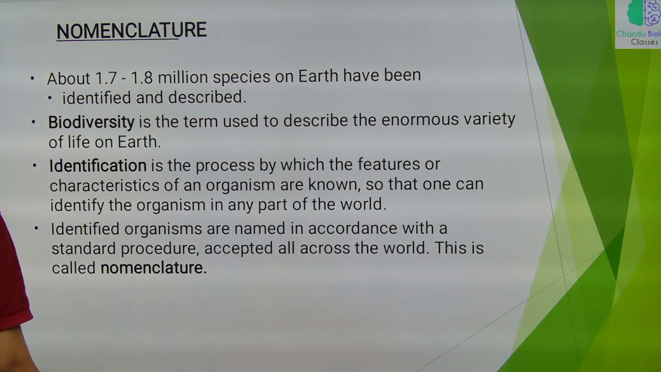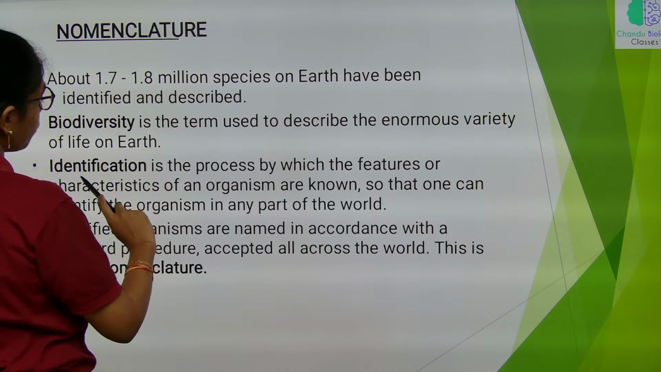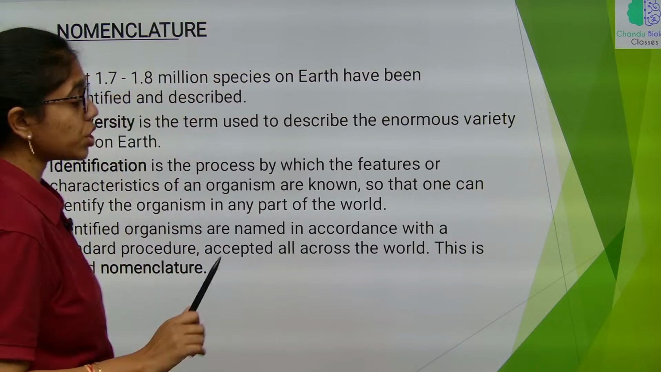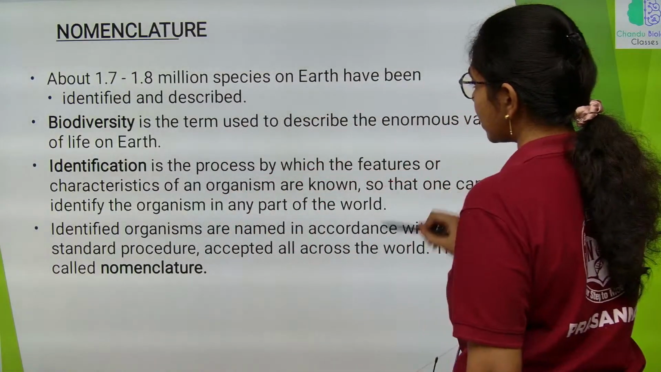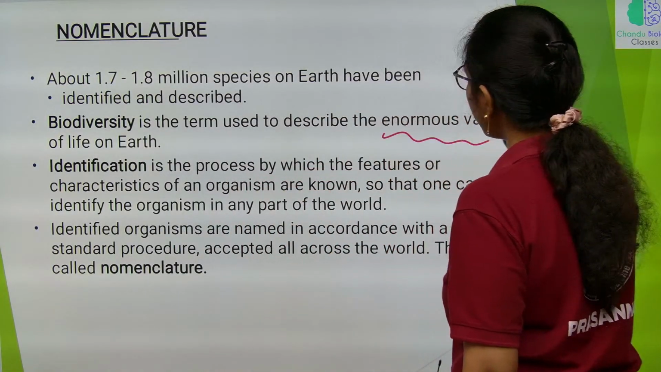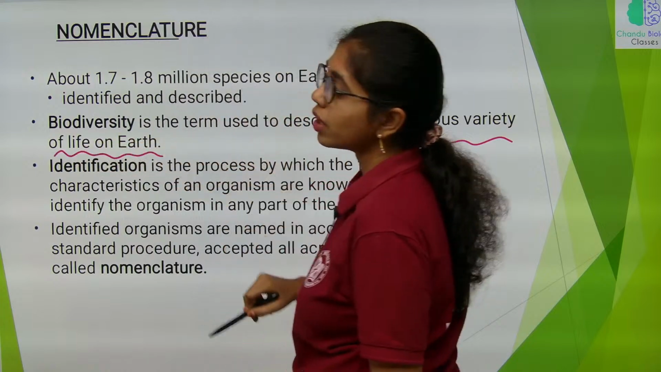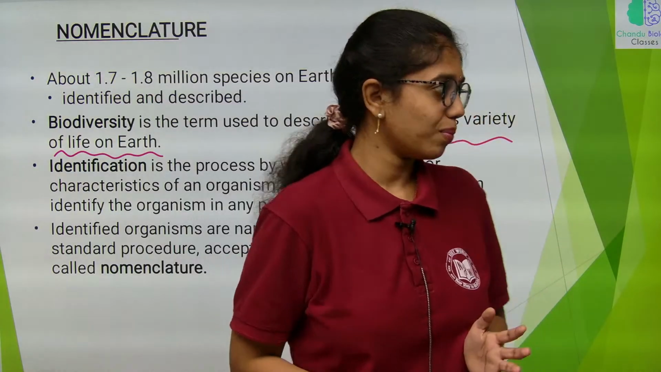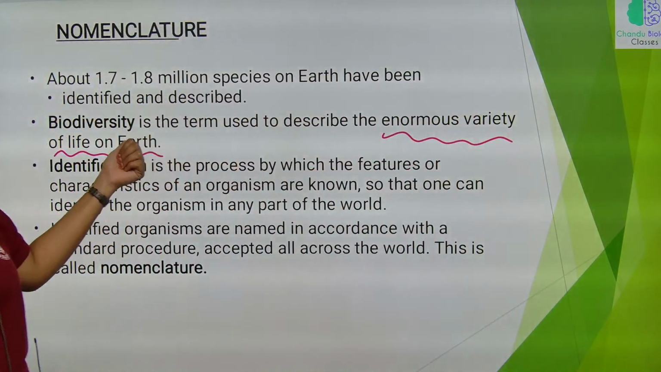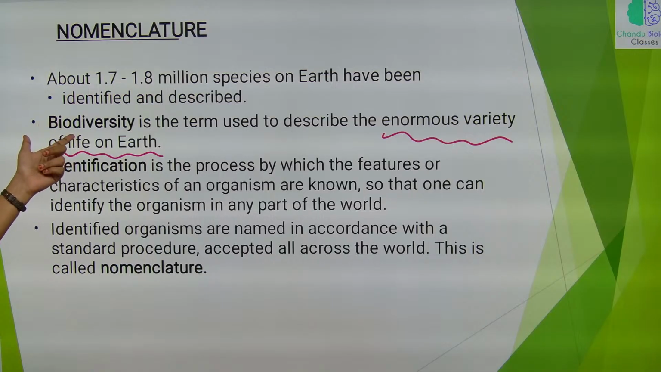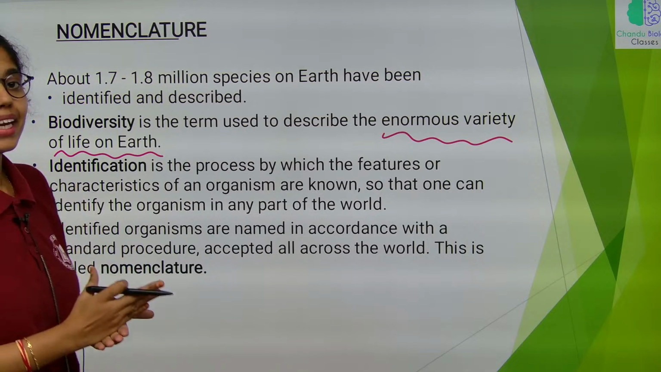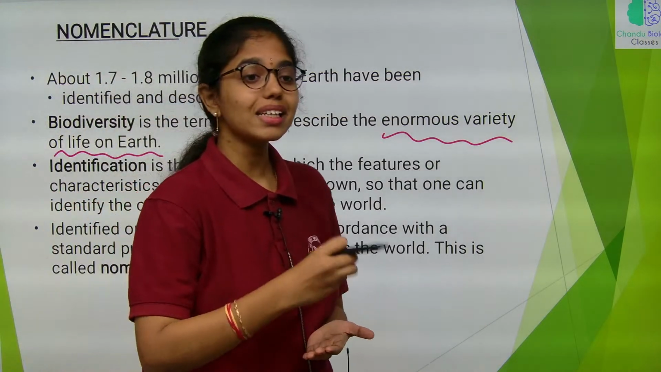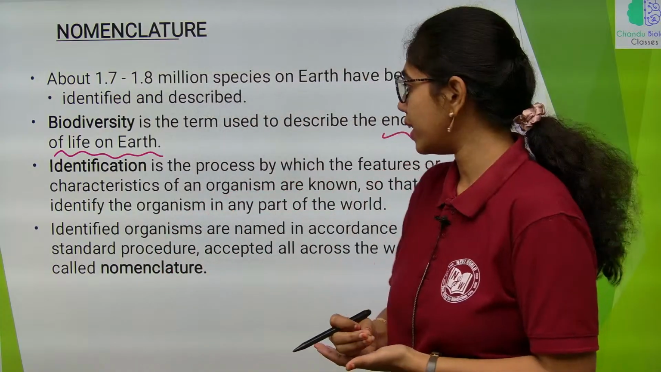nomenclature. So about 1.7 to 1.8 million species which are on earth have been identified and described, of which biodiversity is the term which is used to describe the enormous varieties of life on earth. What is biodiversity? Diversity means varied forms, many forms. So the enormous variety of life on earth is said to be biodiversity. First, in that we have to focus on the identification and nomenclature. The type of organism should be first identified.